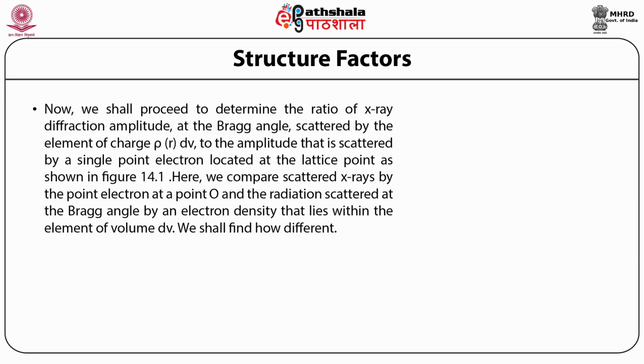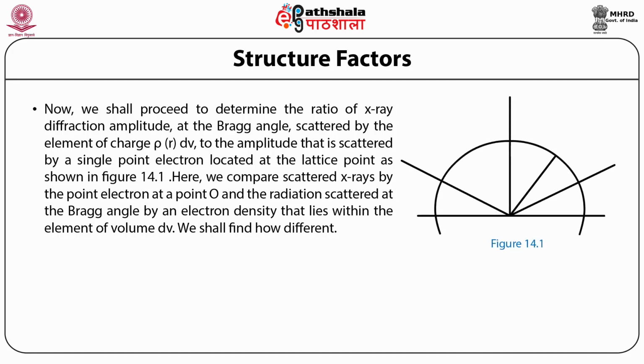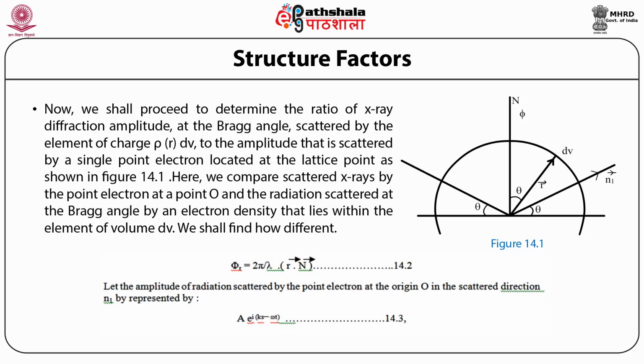We shall proceed to determine the ratio of X-ray diffraction amplitude at the Bragg angle scattered by the element of charge rho of r dV to the amplitude that is scattered by a single point electron located at the lattice point, as is shown in figure 14.1. Here we compare scattered X-rays by the point electron at a point O and the radiation scattered at the Bragg angle by an electron density that lies within the element of volume dV. We shall find how different they are. Phi of r is equal to 2 pi by lambda dot r dot n, given as equation 14.2.